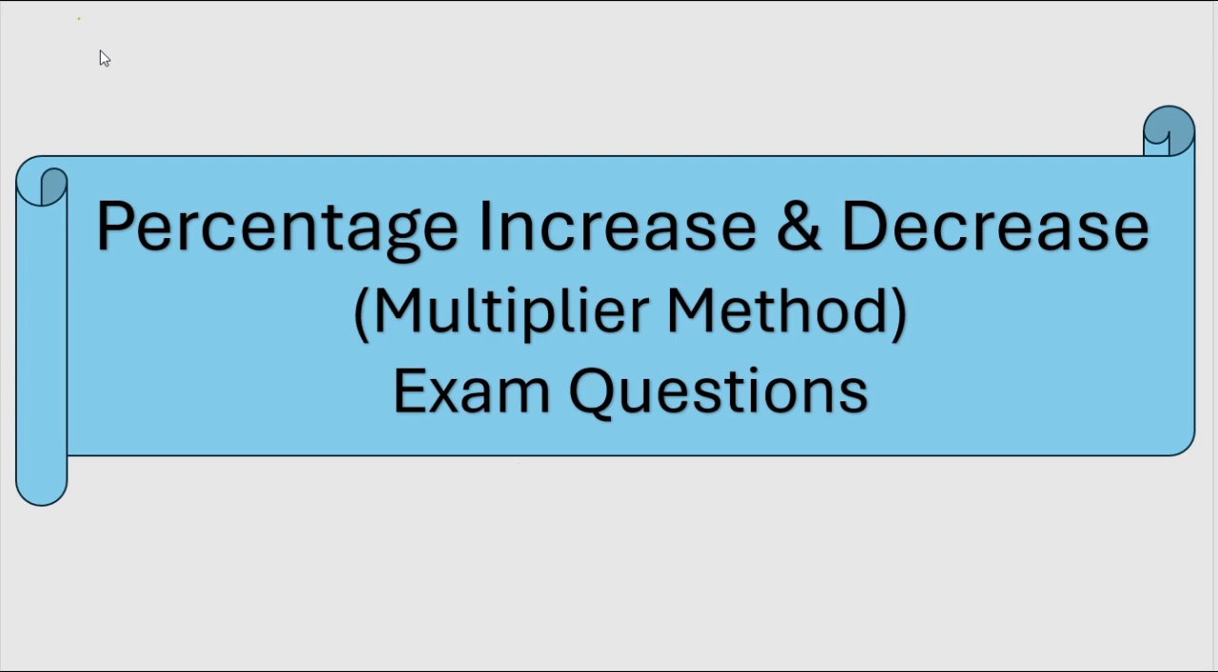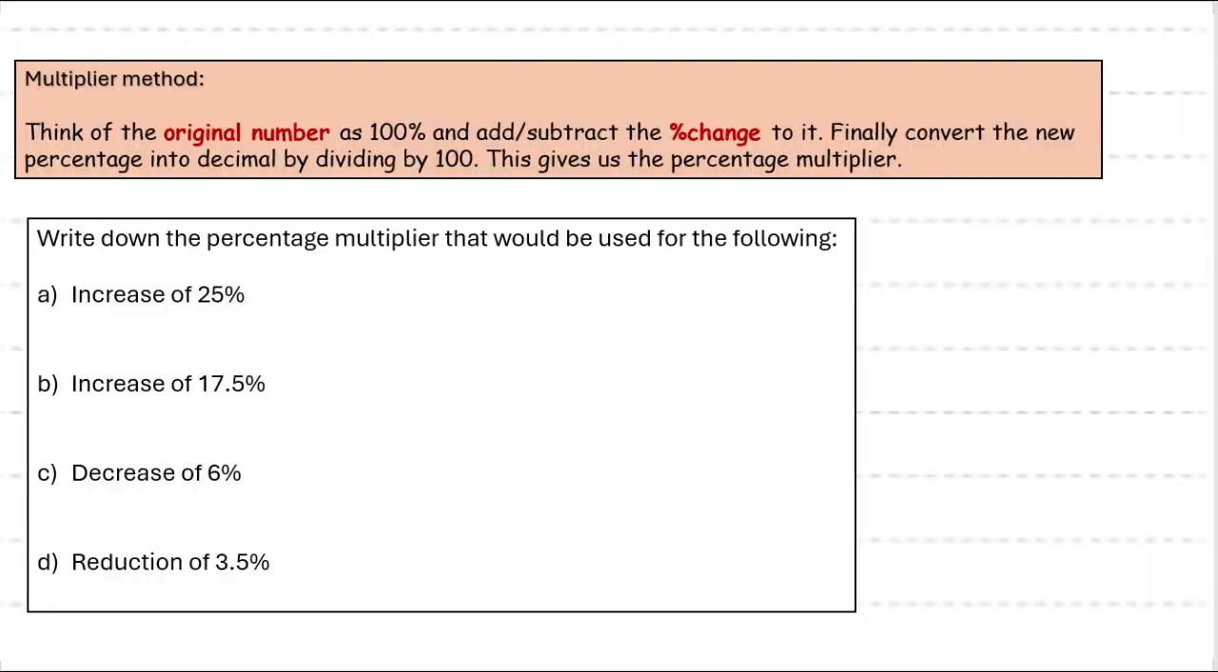In this session, we are looking at the multiplier method to find percentage increase and decrease. In using the multiplier method, we always think of the original number as 100% and add or subtract the percentage increase or decrease, which is the percentage change, to it. Finally, we convert the new percentage into decimal by dividing by 100. And this gives us the percentage multiplier that we need.